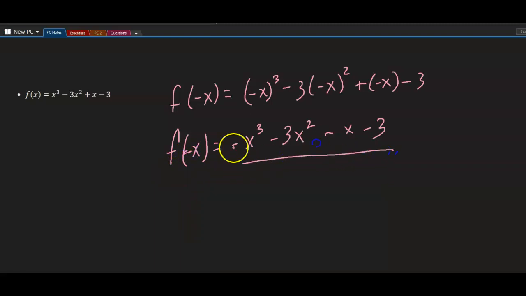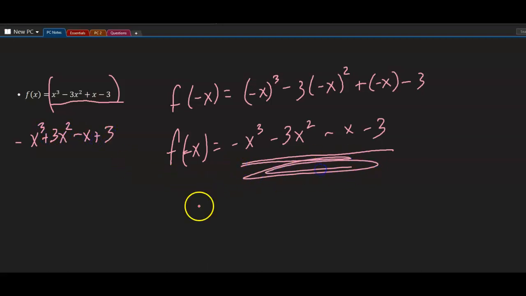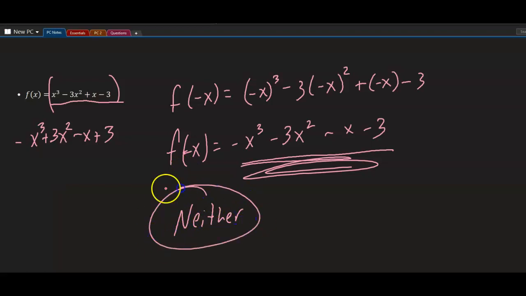Is this equal to this original thing? Okay, does it exactly match it? And the answer is no. So it's not even. All right. If I multiply all of this by a -1, is that equal to what I got here? And the answer is no. The signs do not all match. So this one is neither. Okay, so you can have functions that are neither even nor odd. That is a possibility.